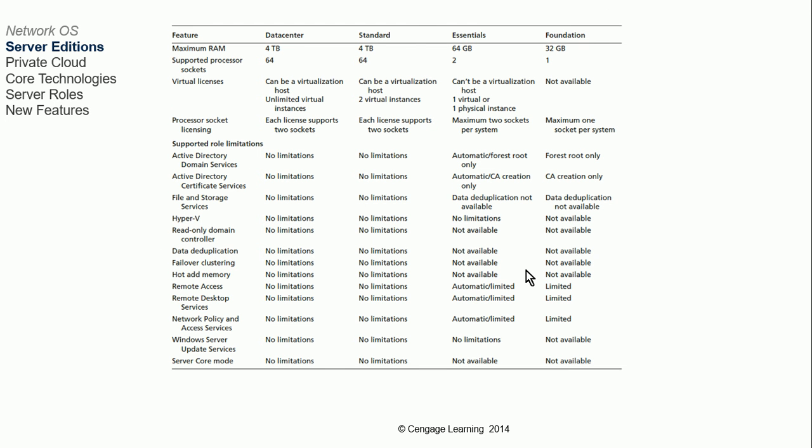This is from your Cengage textbook, and this compares all of the different editions. So we have Data Center, Standard, Essentials, and Foundation. Here you can see all of the limitations for these different editions, and you can compare these. And this is a good guide that you can use as you complete the assignment in this unit, where I ask you to look at the different editions of Microsoft Windows Server and try to determine which one would be appropriate for a fictitious organization.